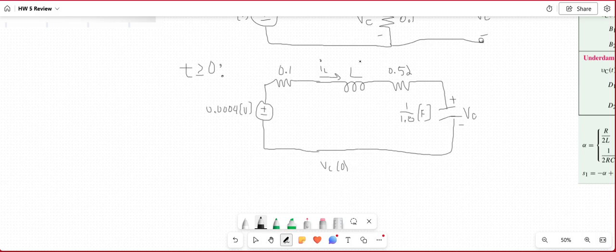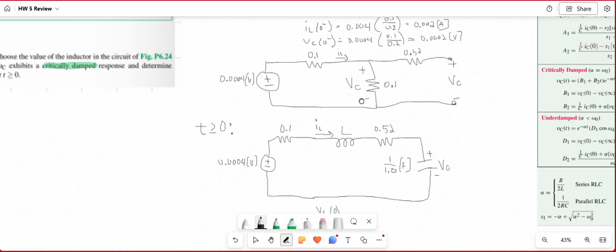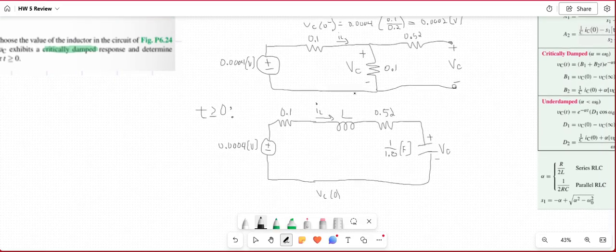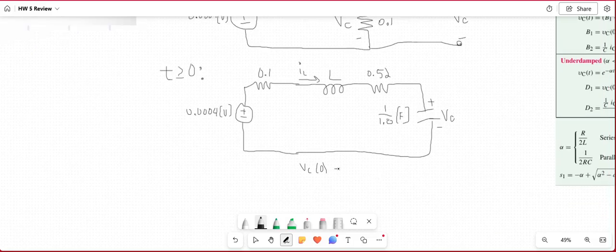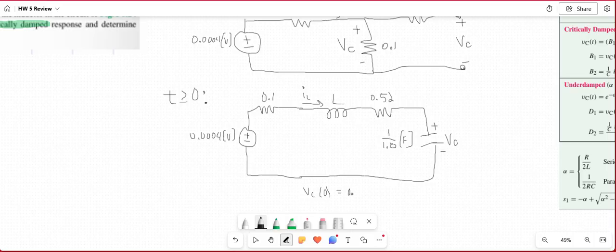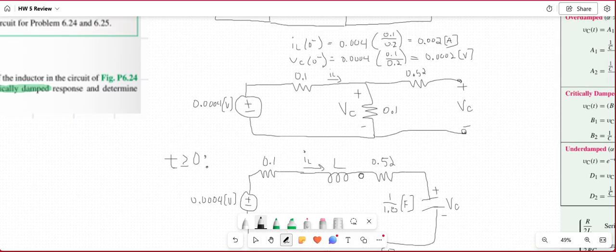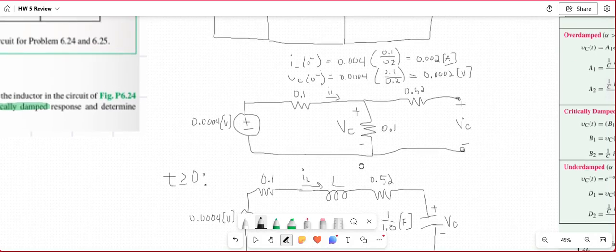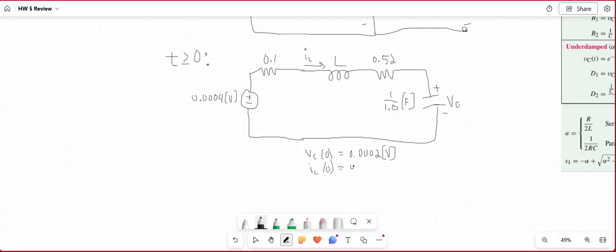VC of 0 is just going to be the same as VC of 0 minus because again the voltage does not change instantaneously in a capacitor. So this is going to be 0.0002 volts, and IL 0 equals, again, current does not change instantaneously in an inductor, so the current is 0.002 amps at t equals 0.